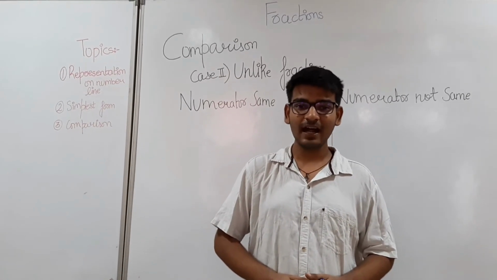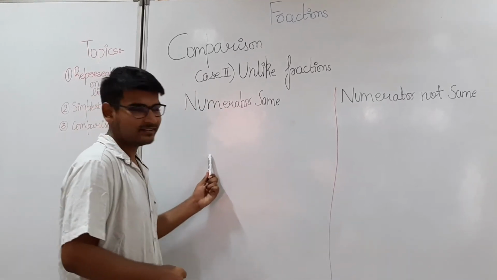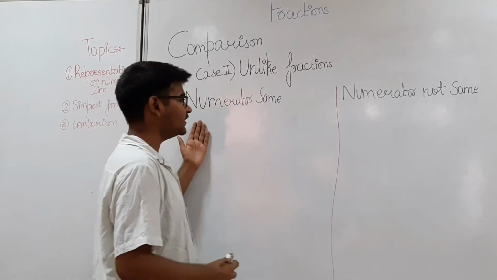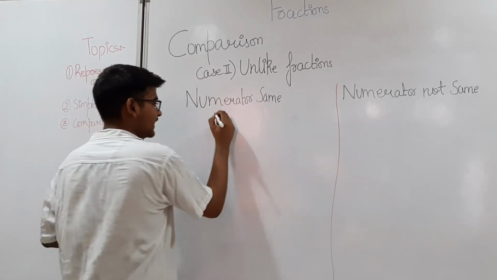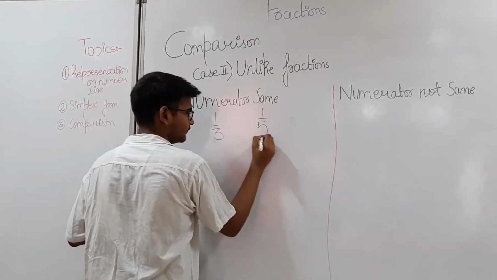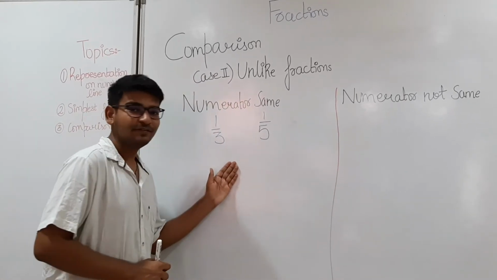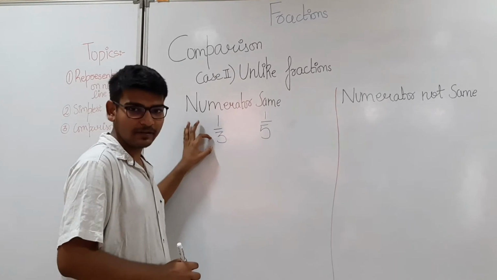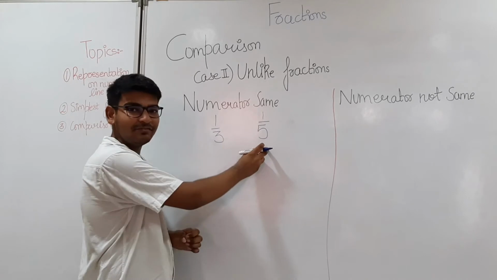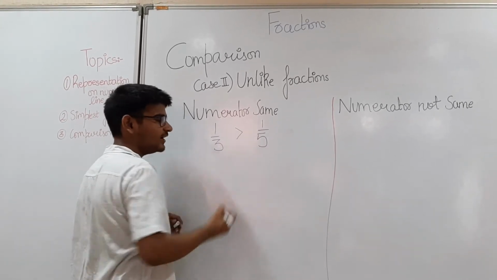In this we will be having two subtopics, that is when the numerator is same and when the numerator is not same. So let us first start when the numerator is same. So let us take the example 1 by 3 and 1 by 5. So in this case, the fraction with the smaller denominator is the greater fraction. So since in 1 by 3 and 1 by 5, 3 is the smaller one, so 1 by 3 will be greater than 1 by 5.